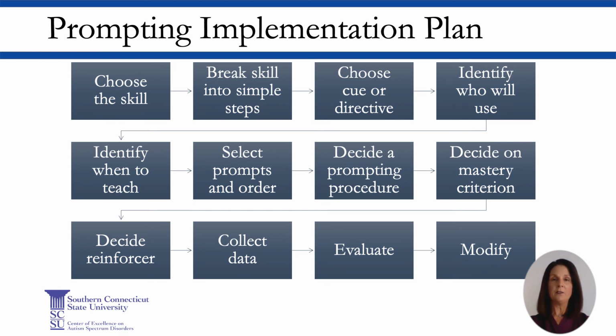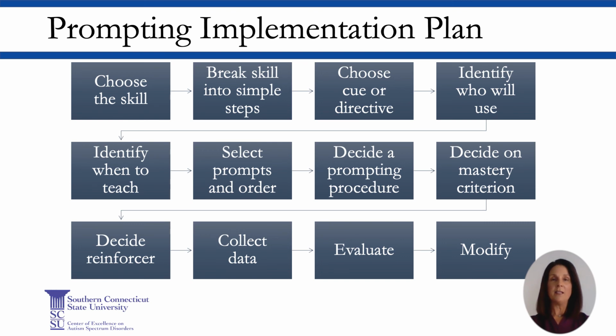And then you'll need to decide on mastery criterion. So will it be 80% mastery before you move on? 90%, 100%? You will make that decision. And then you will decide on the reinforcer. What is going to motivate that student to work hard in learning that skill?